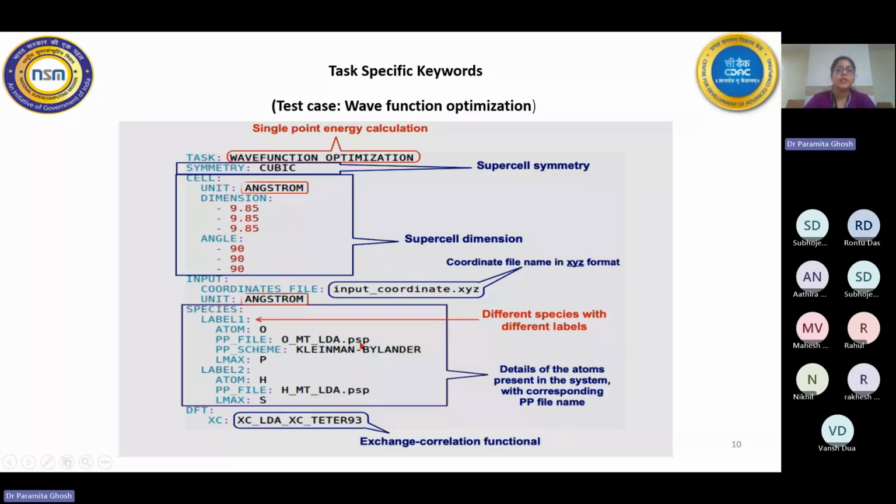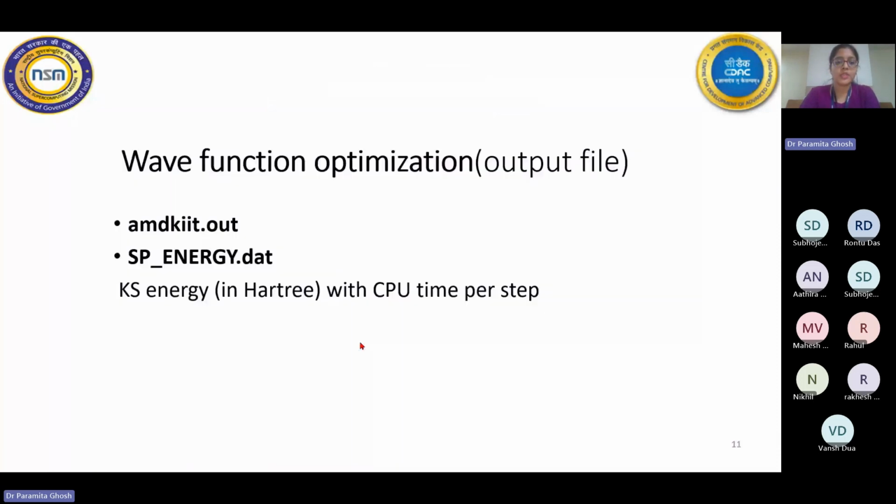Now, after performing this wave function optimization, we will get two types of output file. One is the main output file AMDKIIT.out, and another is sp_energy.dat. These basically contain consumed energy versus time in every step.